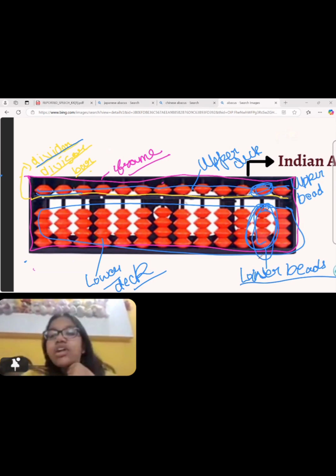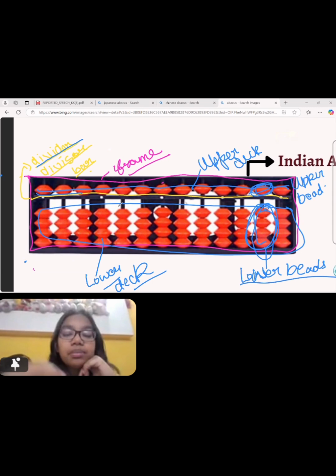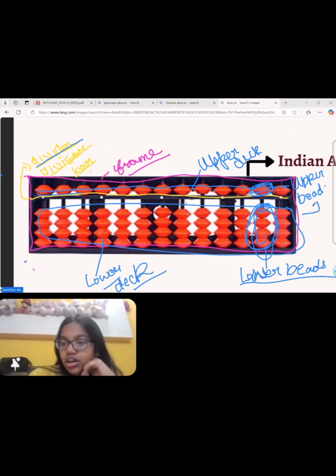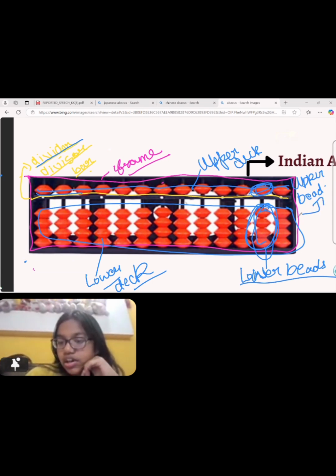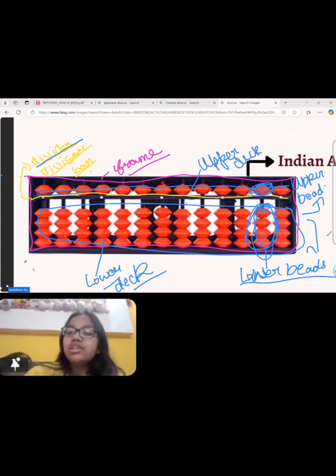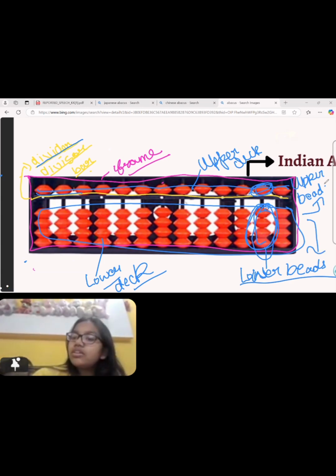See, now I'll tell you the difference. Why are they called that? Because upper beads, they are on the upper side of the abacus. But the lower beads, they are on the lower side of the abacus. The lower beads and upper beads. Okay? Okay, Ridhavan? Yes, ma'am. Okay.